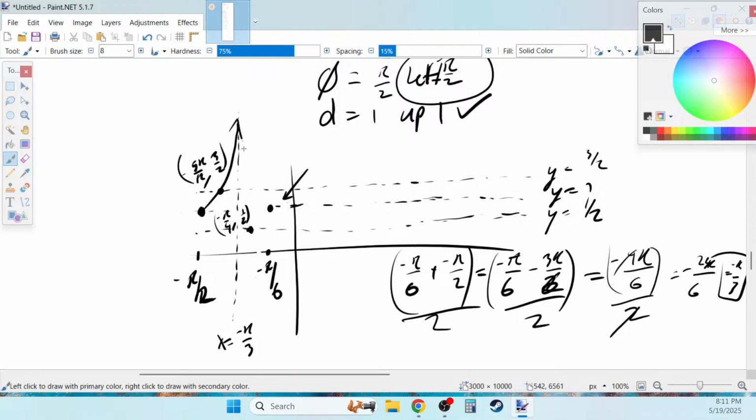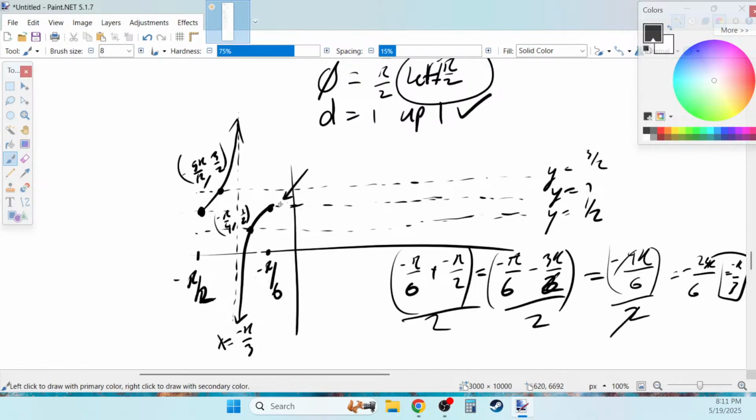Go up like this, up from here. There's one wavelength. And we do the same process to find the other points in the next wavelength. There we go. So this here is one wavelength. We can find the next wavelength. Let's see. So between pi over 2 and negative pi over 3, that's a distance of pi over 6.